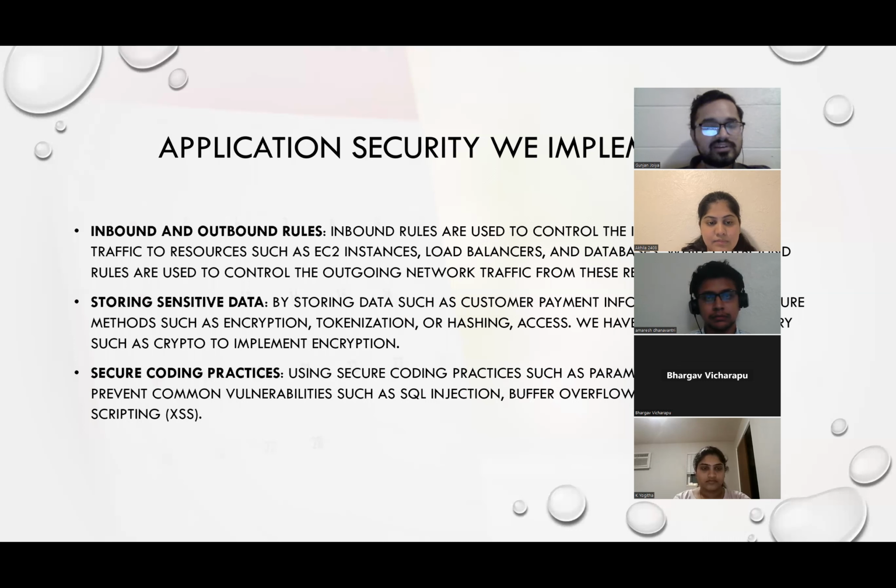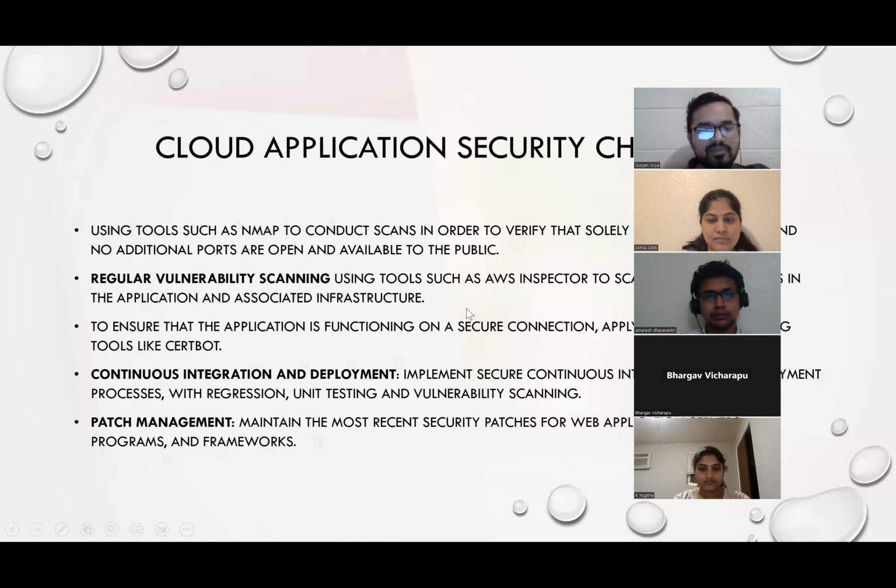Exploitation of such vulnerabilities can provide a gateway for attackers to breach the application and gain access to confidential information. Moving on to the next slide, the use of tools like Nmap. Nmap is a network mapper. Nmap is necessary to perform scans and ensure that only the required services are available to the public, with no additional ports being open. To identify potential security risks or vulnerabilities in both the application and its associated infrastructure, tools such as AWS Inspector are utilized for scanning purposes.